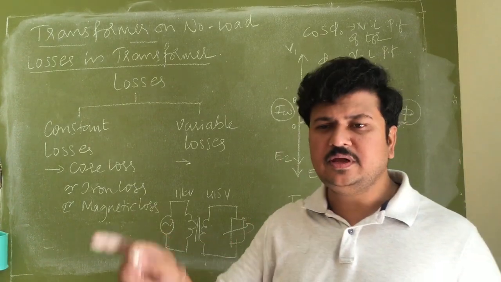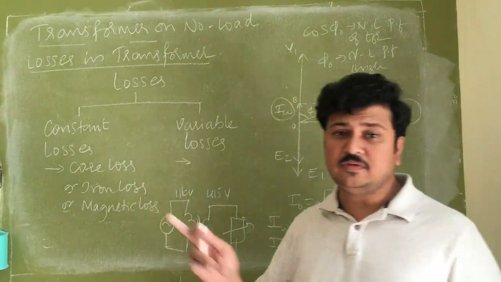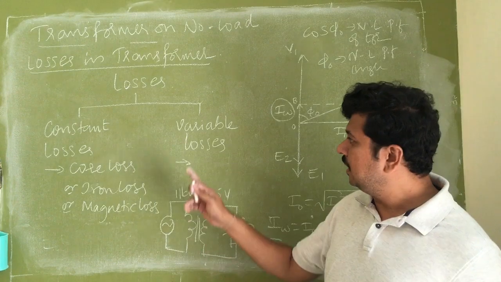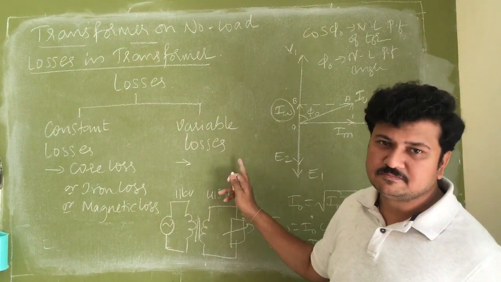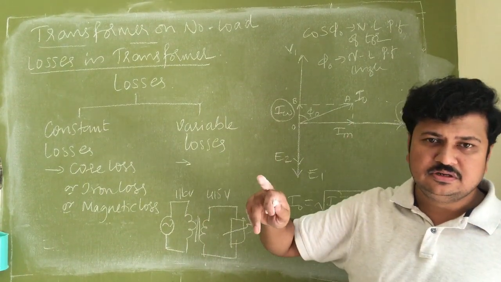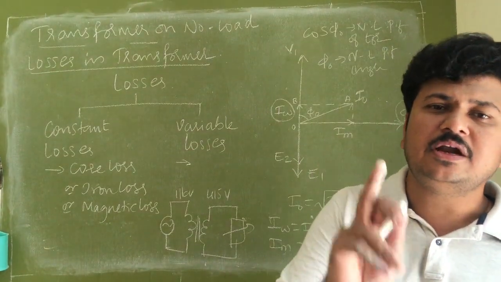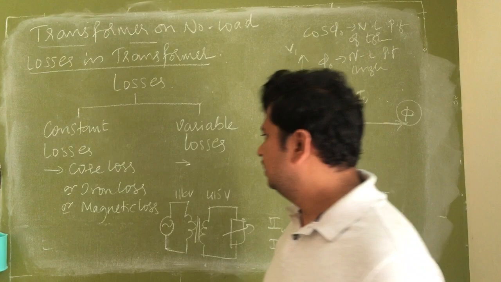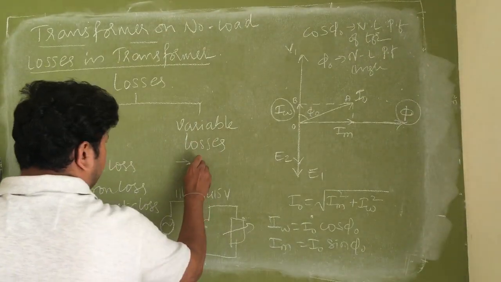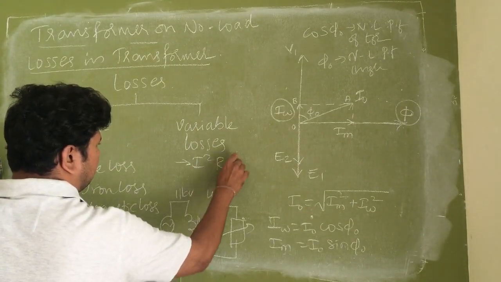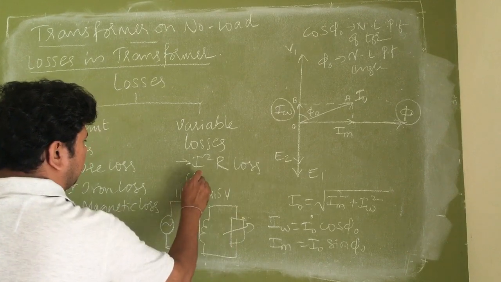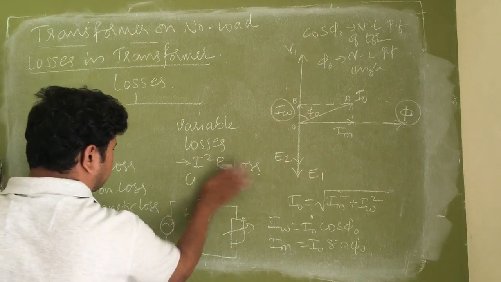For all these variations, the secondary current of the transformer varies, and that causes some losses. Which are those losses? The losses occurring due to the conduction of the current are nothing but conduction losses. Okay, that is I square R loss, or these are also known as copper loss.